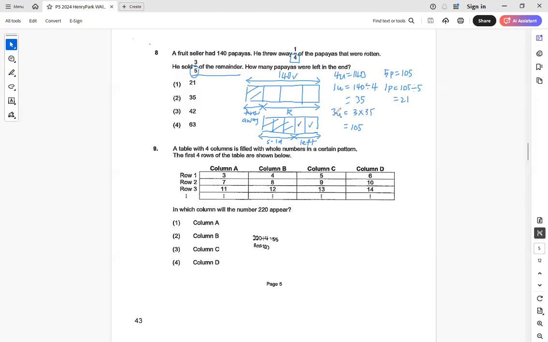The question is just asking how much is left, so it is just 2 of these parts. So it will be 2 times 21. That will give us our answer, 42. So the answer will be option 3.